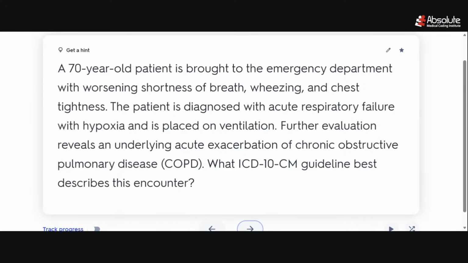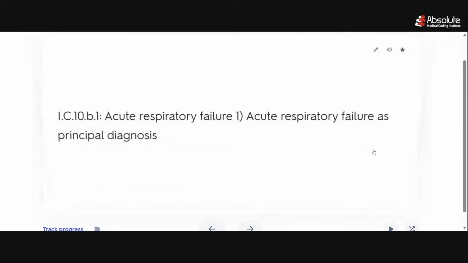Okay, it has been about a minute. So if you put that guideline in the chat, amazing job. The guideline that we are going to be using to solve this is going to be IC10B1, and the title of that guideline is Acute Respiratory Failure, more specifically, Acute Respiratory Failure as Principal Diagnosis. So if you got anything along those lines, great job.